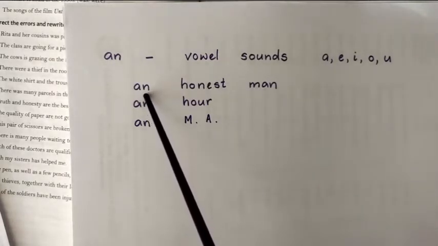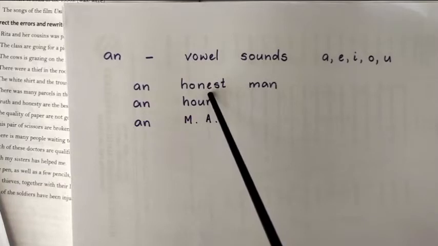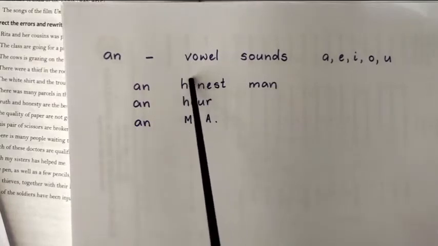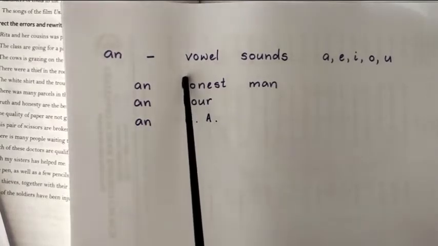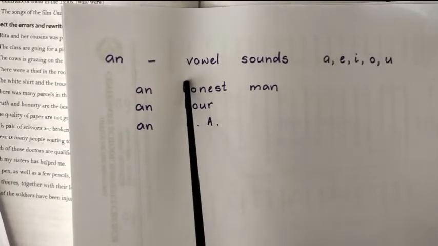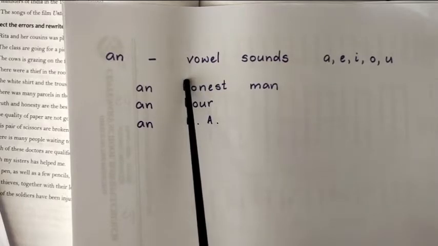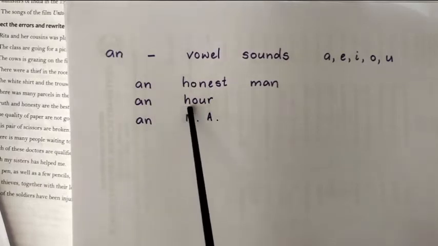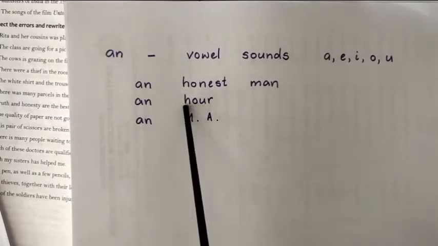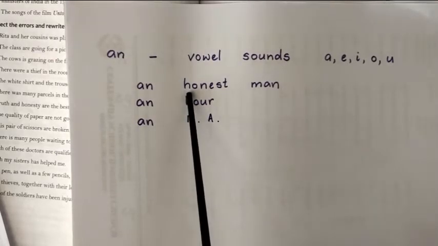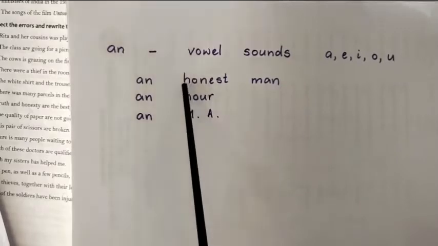For example, an honest man. There is an H here. H is a consonant, but you are not pronouncing the H. You are saying an honest man. O is a vowel sound. You don't say honest with an H sound. In the same way, an hour. You do not pronounce the consonant sound here. You say an hour. So hour is a vowel sound.